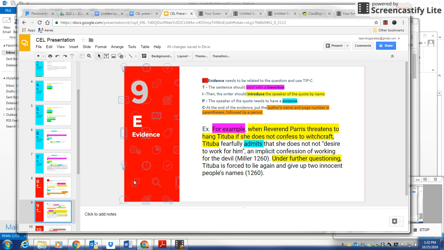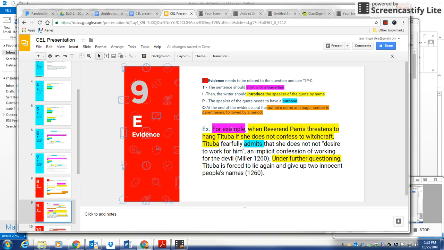All right. Well, hopefully yours should look something like this. For example, when Reverend Paris threatens to hang Tituba if she does not confess to witchcraft, Tituba fearfully admits that she does not desire to work for him, an implicit confession of working for the devil. Under further questioning, Tituba is forced to lie again, give up two innocent people's names.